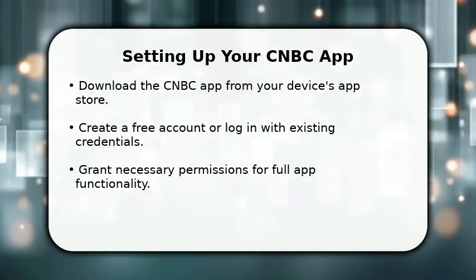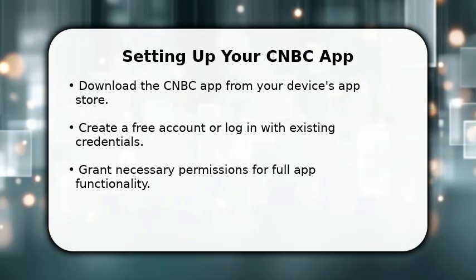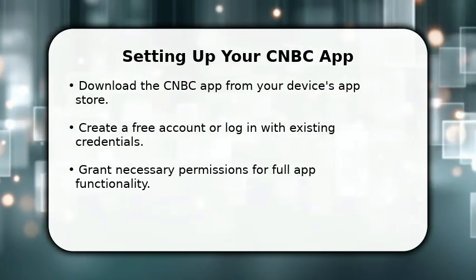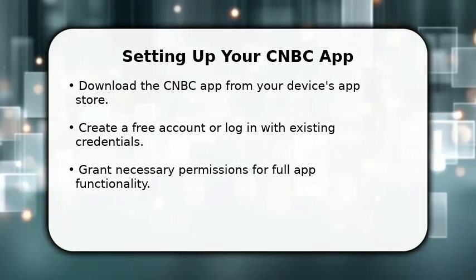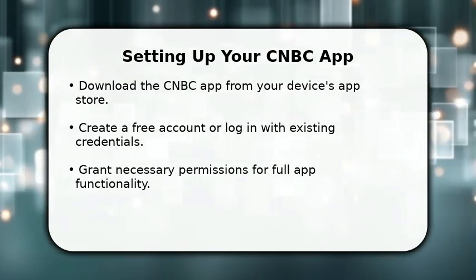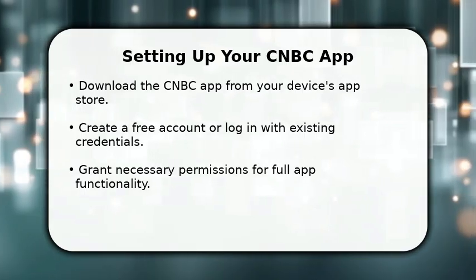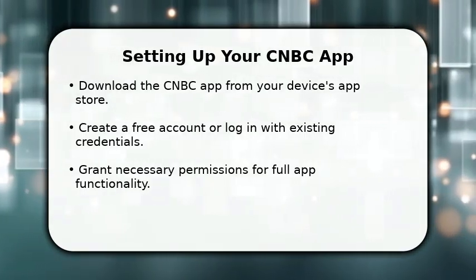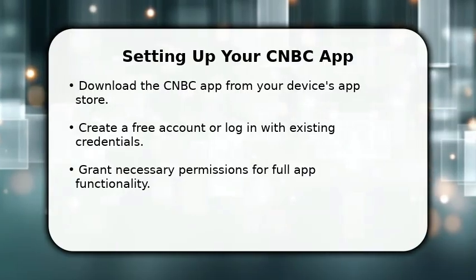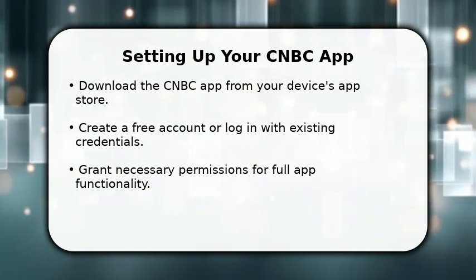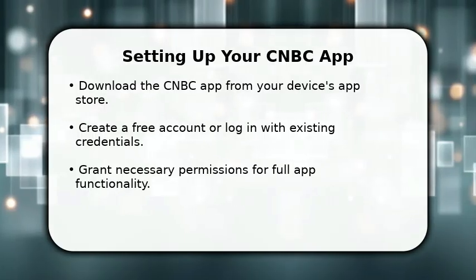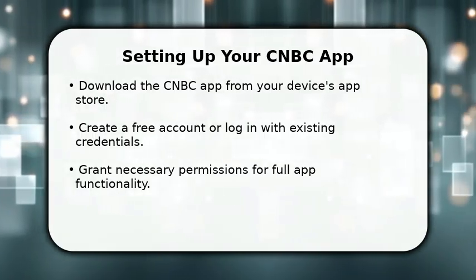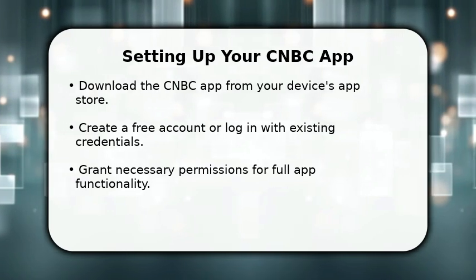In this video, I will explain how to set up the CNBC app. First, locate and download the CNBC app from your device's App Store, whether it's the Apple App Store or Google Play. Once installed, open the app and you'll be prompted to create a free account or log in if you already have one. This step is crucial for saving your preferences. Finally, grant any necessary permissions, like notifications, to ensure you receive timely market updates and news alerts.